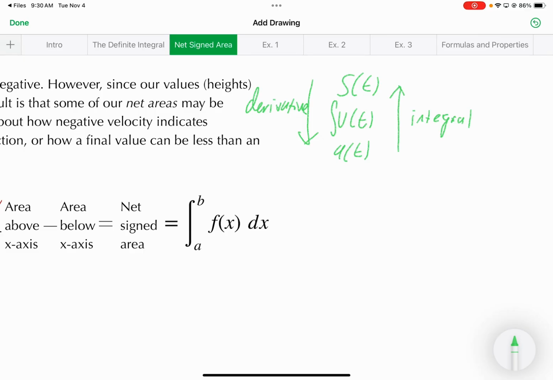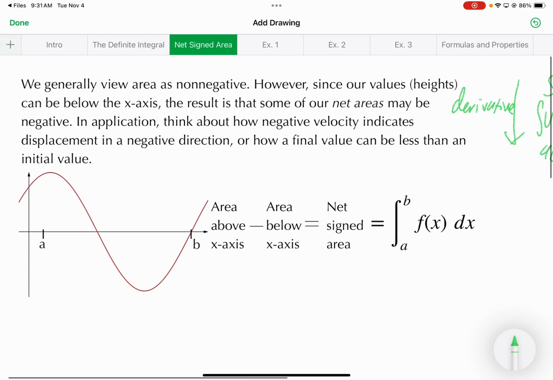The other thing you can think about is, let's say you have liquid in a container, and I'm giving you the rate at which it's going out. So if liquid is leaking from this container, our final value is going to be less than our initial value, right? So then that's a negative net change, or we would say a negative net area. So that's why you can have areas that are negative.